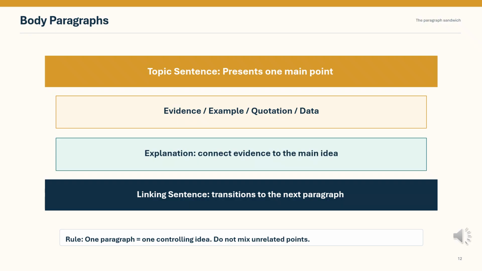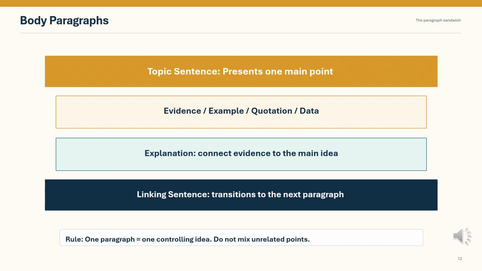Next is the body paragraph. So there are a number of paragraphs that develop the essay. So each of them are called the body paragraph. Each body paragraph should focus on one main idea. So I have presented a useful model here which will help you to understand the paragraph sandwich. First, you have to introduce your paragraph by writing a proper topic sentence. Now, what is topic sentence? It mainly introduces the main point of the paragraph.